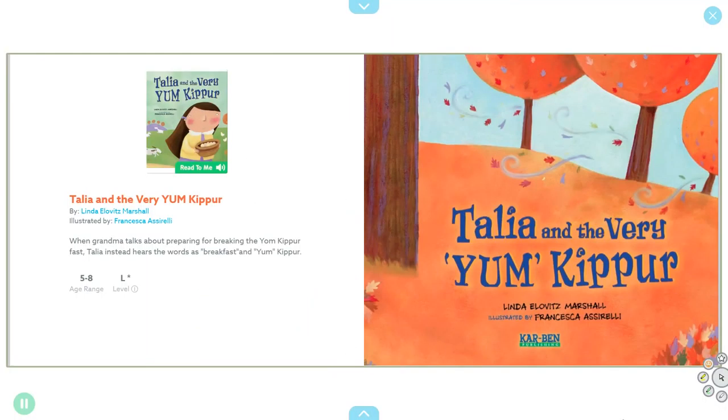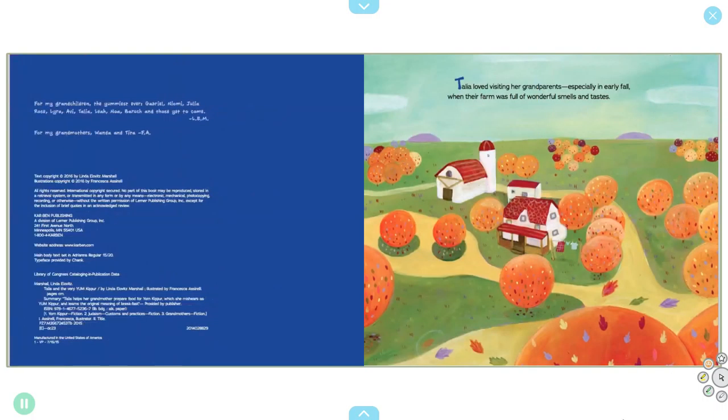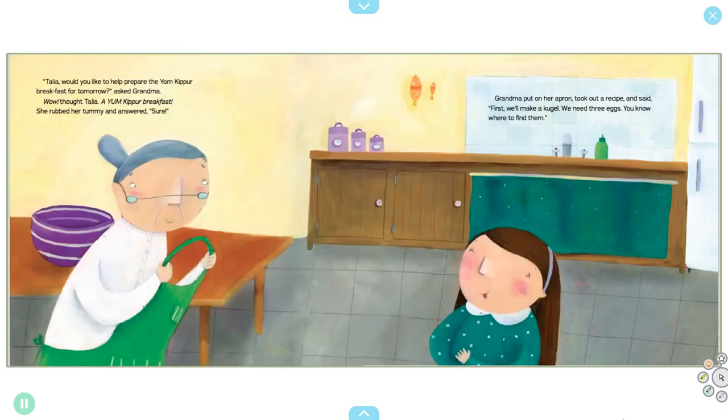Talia and the Very Young Kippur by Linda Elovitz Marshall. Illustrated by Francesca Assarelli. Carben Publishing. Talia loved visiting her grandparents, especially in early fall, when their farm was full of wonderful smells and tastes. Talia, would you like to help prepare the Yom Kippur breakfast for tomorrow? Asked Grandma.